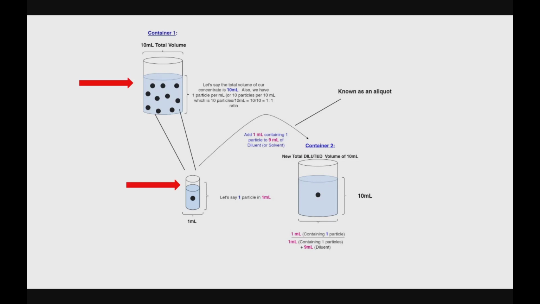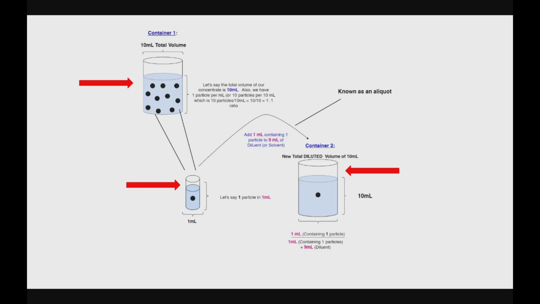So we just diluted that. We just made our first dilution by taking out 1 milliliter in container 1 with that one particle and adding it to container 2. And notice at the bottom, the arrow's pointing to container 2, and under container 2 we have 1 milliliter, which contains one particle, divided by 1 milliliter, which contains the one particle, plus the 9 milliliters of our diluent, or our water.